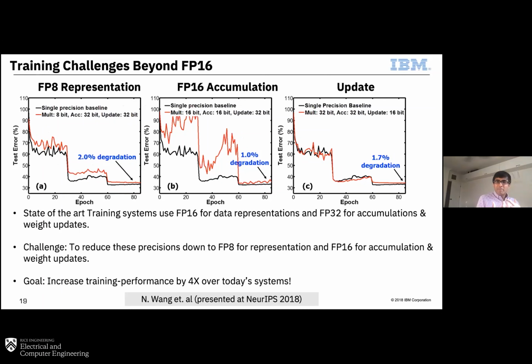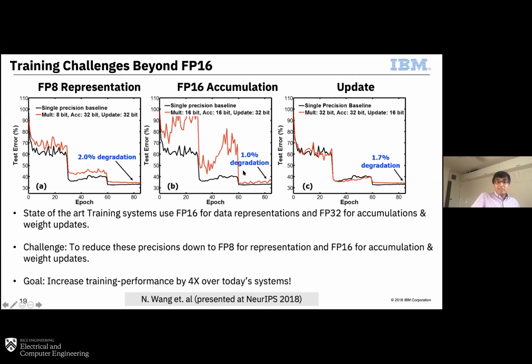So let me give you a little bit of a feel as to what the key challenges are, right? Today, all of the training happens either on FP32 arithmetic or FP16 arithmetic. For example, the most aggressively scaled systems that are available focus on FP16 for data representations and FP32 for accumulations and weight updates. As you can see in this chart, if you just take that system we have today and simply change the representations, you change all the weights and all the activations of the neural network to be 8 bits, you notice that there is a 2% loss in accuracy, which is significant.